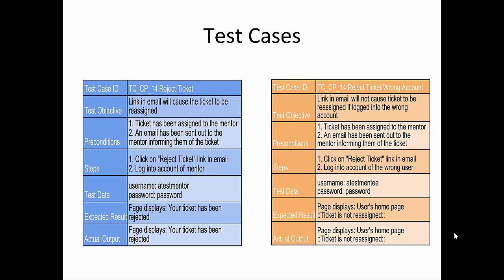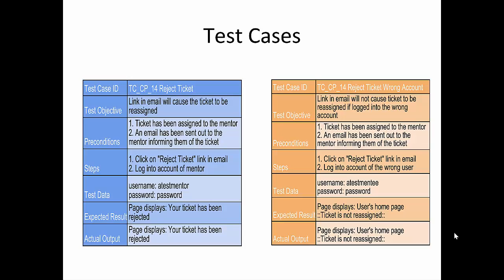When he clicks on that link, if he is not already logged in, he will then log into the system. For this test case, I used the username a test mentor and the password. The page displays your ticket has been rejected. That is the expected result. The actual output was the page displays that your ticket has been rejected.